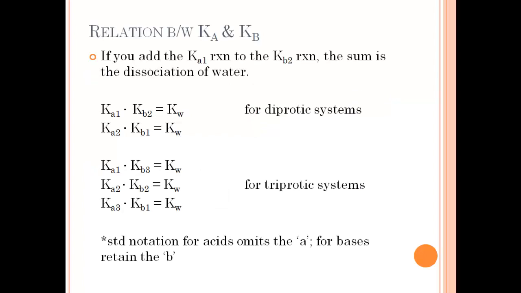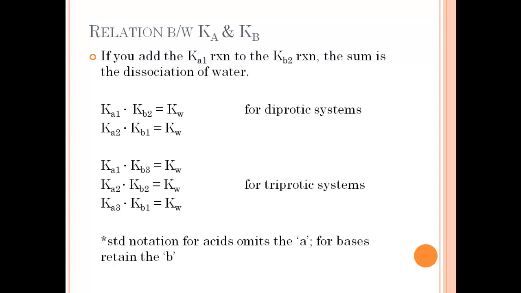There's a relationship that we can gather from these Kas and Kbs. And remember, this is all going to be given to you in your constant list, so you don't have to memorize them. You just have to know how to use them. So for diprotic systems, you can take the Ka1 and the Kb2, and that equals Kw. If you add the Ka1 reaction to the Kb2 reaction, the sum is basically water, which is why Ka1 times Kb2 is equal to Kw.